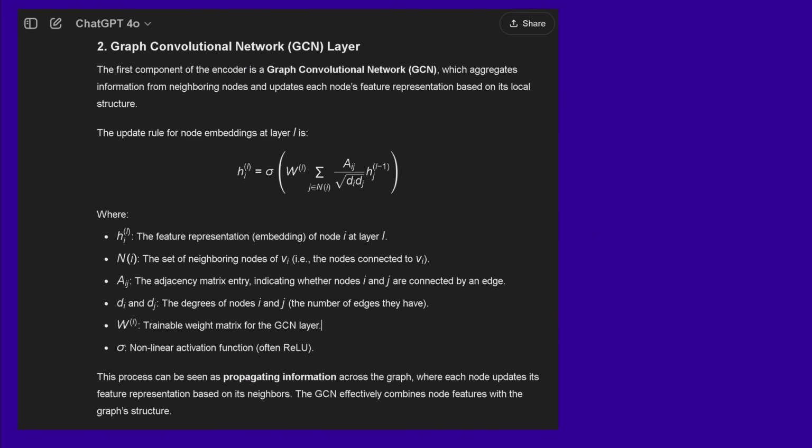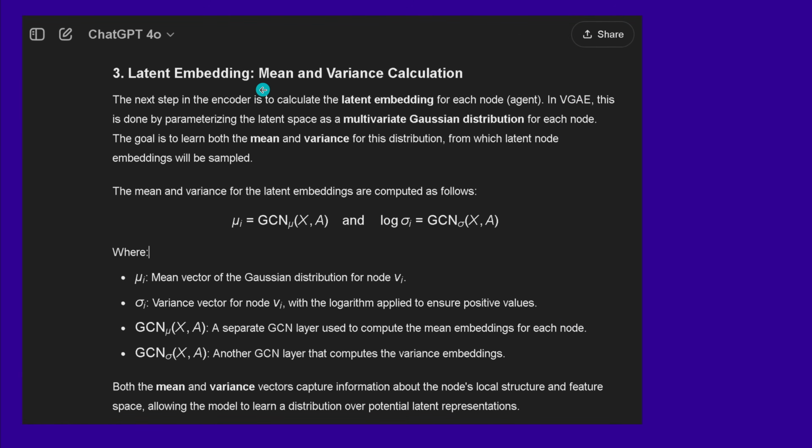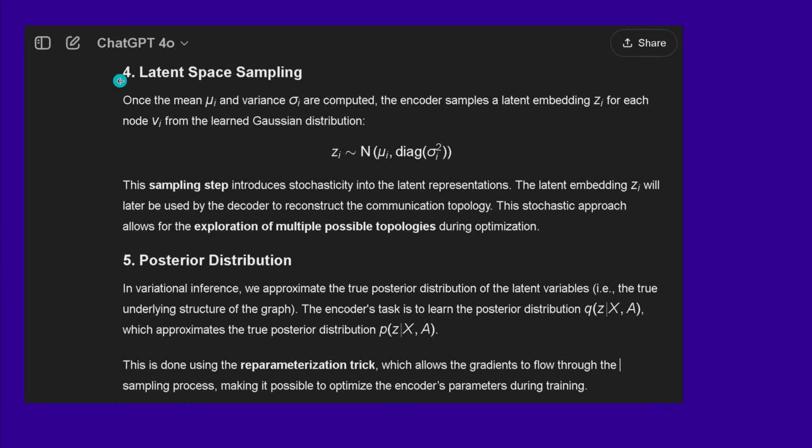Now, if you are not sure about this, I showed you here that I just asked a normal ChatGPT 4o: hey, describe a graph convolutional network. So a real easy one. And since this has been around for, I don't know, 3, 4, 5 years, every AI system should know this. So if you're really stuck somewhere, just ask your AI system, hey, explain a graph convolutional network layer. Then you say, explain a latent embedding. How is it done? Explain this. Let's go to the latent space sampling, to the posterior distribution. I explained this in my video, but this is just by an AI system.